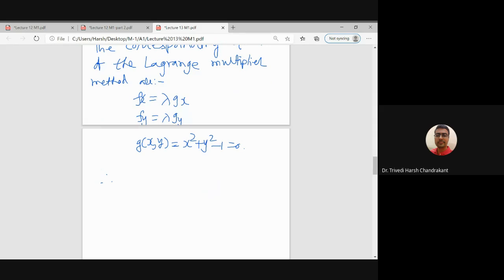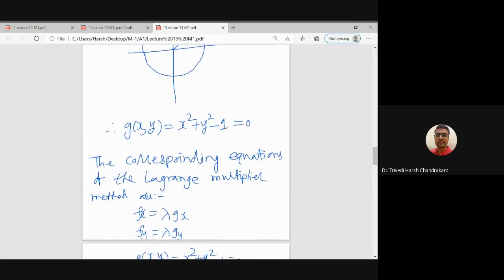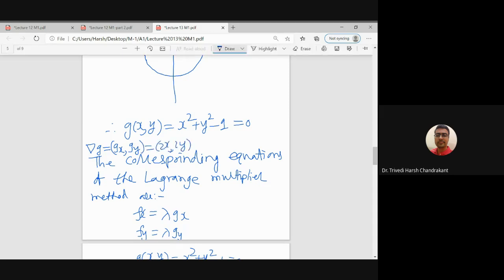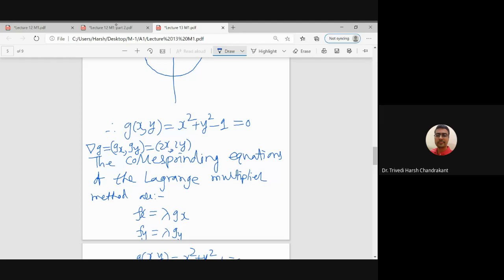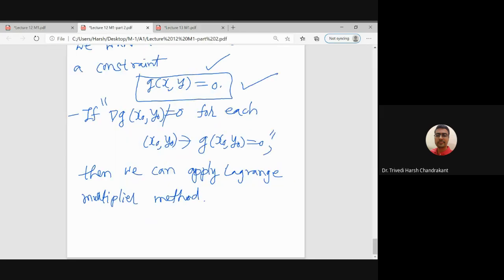So let us write it down here in between. What is the gradient? The gradient of g is (gx, gy), that is (2x, 2y), and (2x, 2y) is a non-zero vector. Here non-zero means other than the origin, right? Because the gradient is a two-variable quantity.